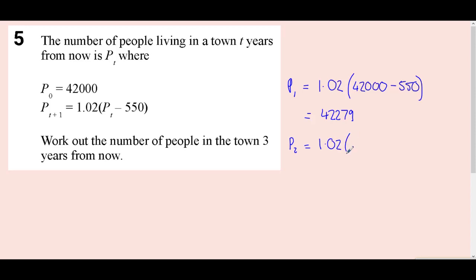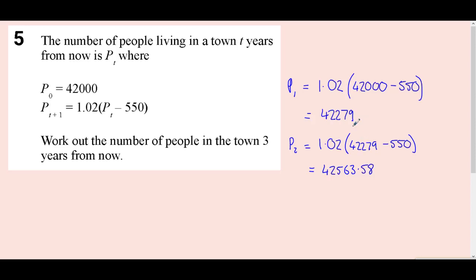To work out the second year, you do 1.02, still a constant. We take our previous number, substitute it in. So that's going to be 42,279, subtract 550. Working that out gives you a value of 42,563.58.